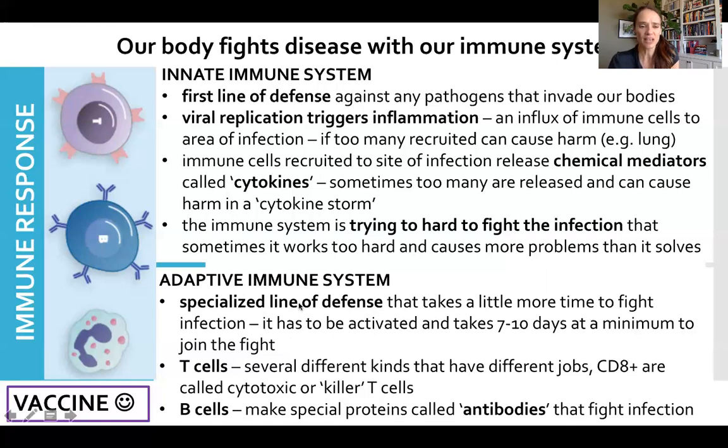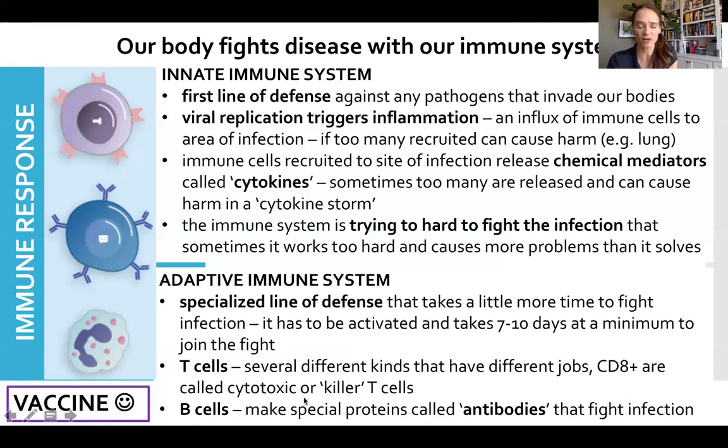In the cells of the adaptive immune system, the two major players are T cells and B cells. There are a lot of different types of T cells, but the main type that you will likely hear of is something called a CD8 positive or cytotoxic T cell that we like to call killer T cells. These killer T cells will kill infected cells, so they'll kill virally infected cells. So that's a really important job.